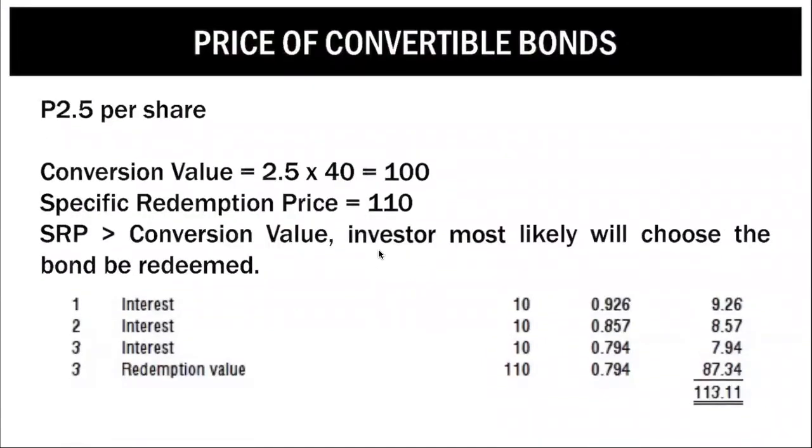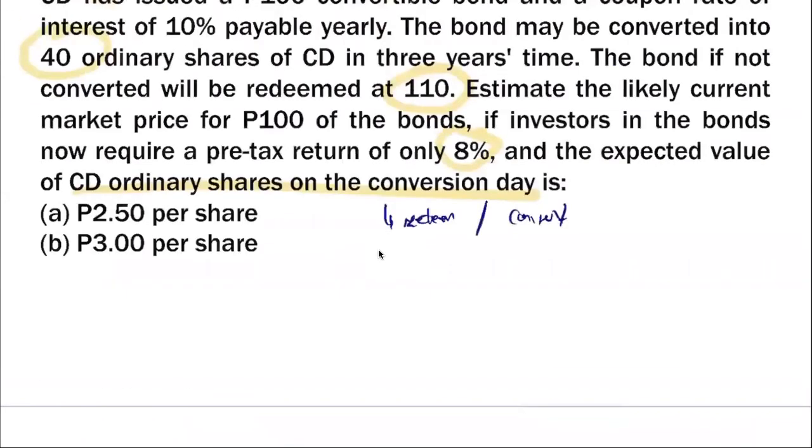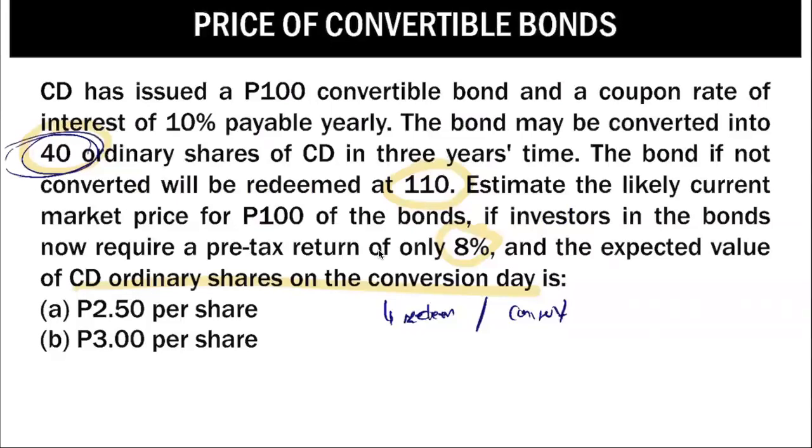So for 2.5 per share, we can convert 40 shares. So the conversion value is 2.5 times 40, we have 100. And the redemption price is 110. If we go back here, you can convert 40 ordinary shares and the conversion value is 2.5. So 2.5 times 40, the conversion value is only 100. And the redemption price is 110.